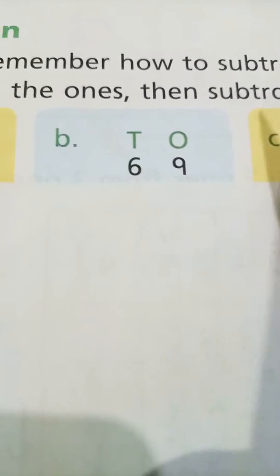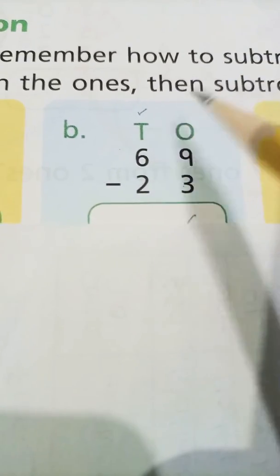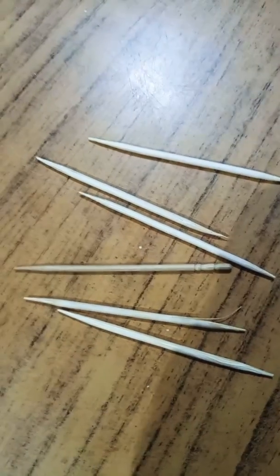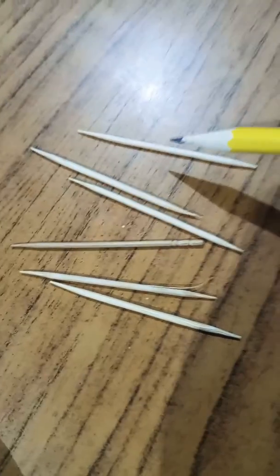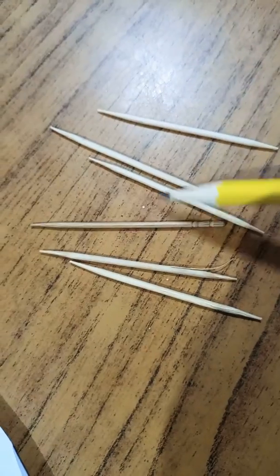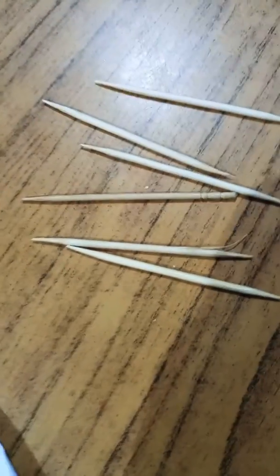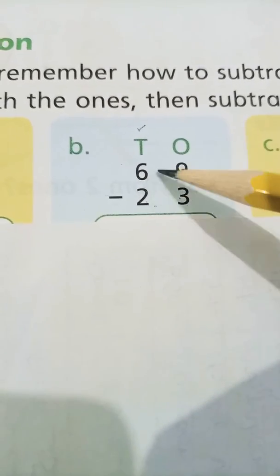Next is the turn for the tens. I will subtract the number 2 from the number 6. For that, I have taken 6 small sticks. Look, you can count it: 1, 2, 3, 4, 5, and 6. And now I have to subtract the number 2 from the number 6.